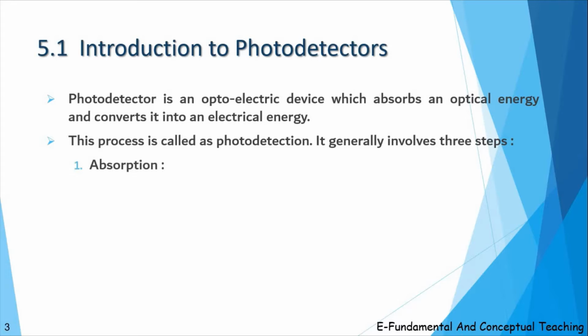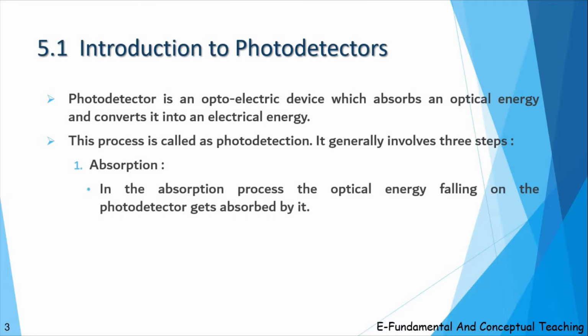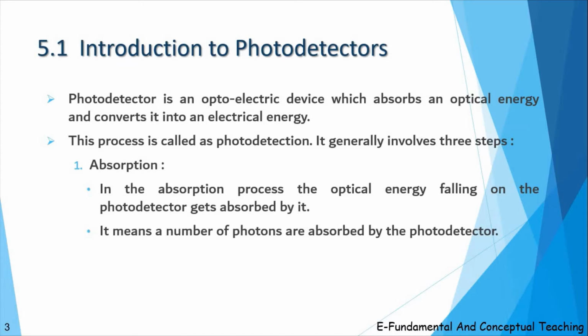Step 1. Absorption. In the absorption process, the optical energy falling on the photodetector gets absorbed by it. It means a number of photons are absorbed by the photodetector. This will cause the generation of some charge carriers.